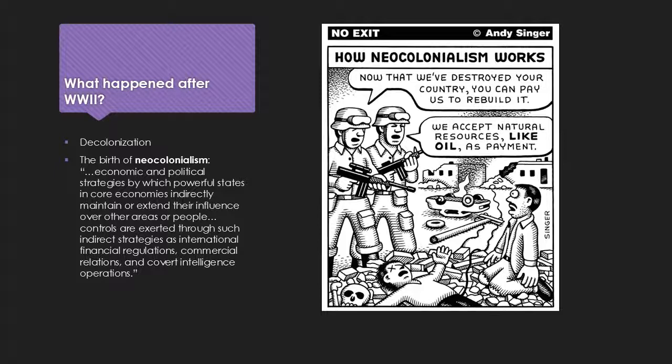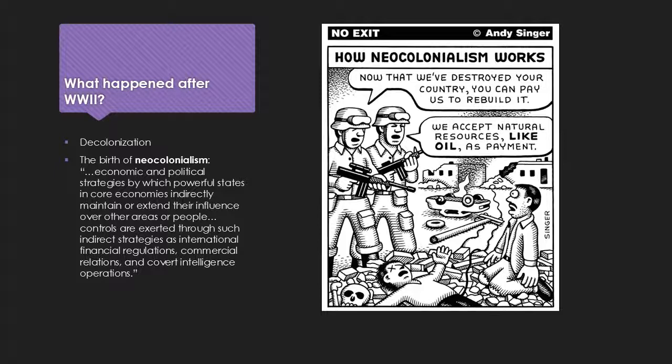And so neocolonialism: neo means new, and colonialism, as we know, is that physical settlement. So we see this new shift in how people are colonizing states. It's the economic and political strategies by which powerful states and core economies, i.e. the United States or Britain, indirectly maintain or extend their influence over other areas or people. Controls are exerted through such indirect strategies as international financial regulations, commercial relations, and covert intelligence operations.